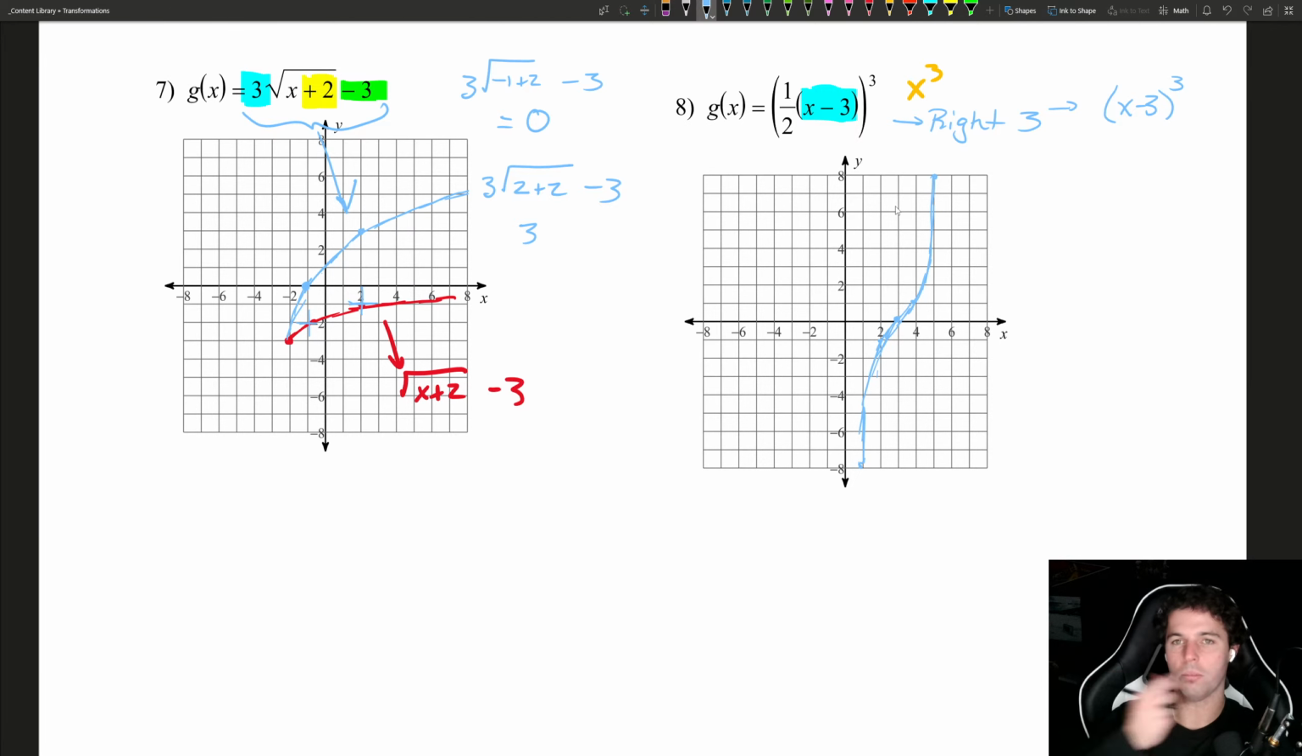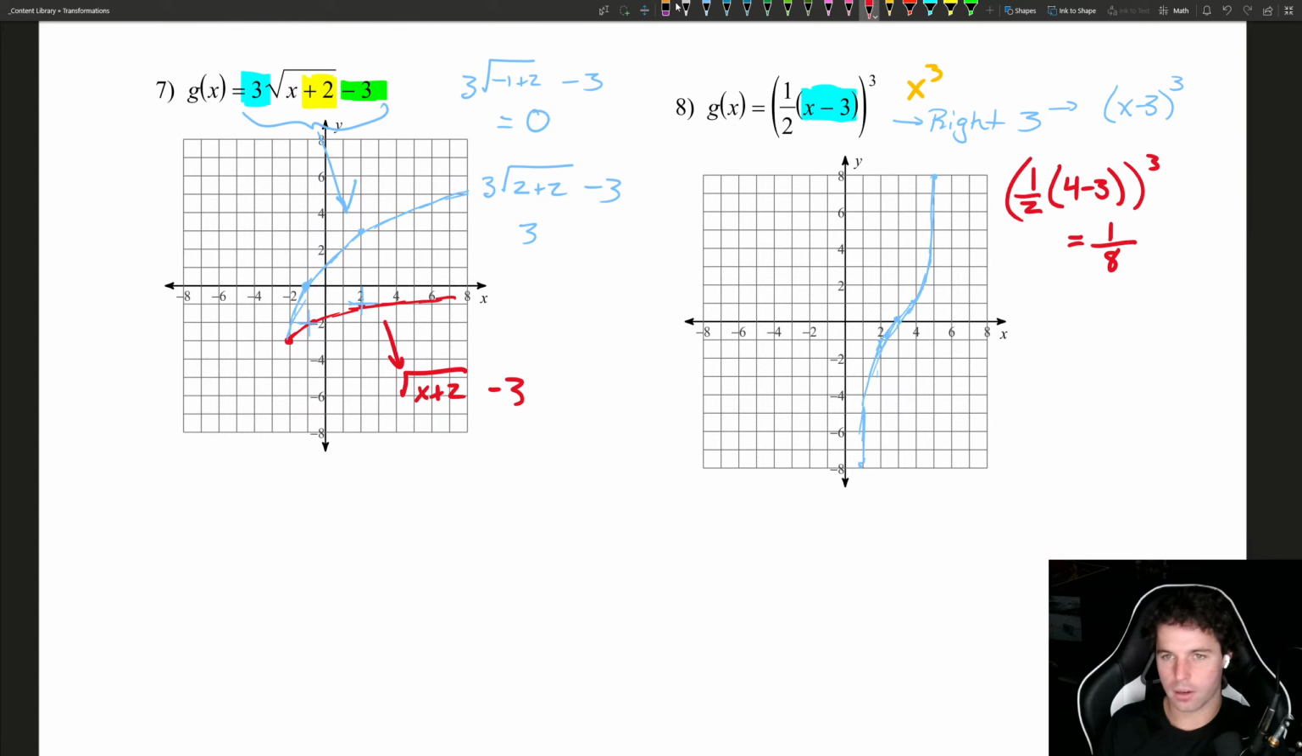What we need to do is have that 1/2 in there, so we'll do that in red. If we just plug in a couple points, let's plug in 4 and we can try 5. If we plug in 4, we get (1/2 times (4 minus 3)) cubed. Whoops, that cube should be on the outside of everything. So 4 minus 3 is just 1. We have 1/2, and 1/2 cubed is going to be 1/8. That's really, really tiny.